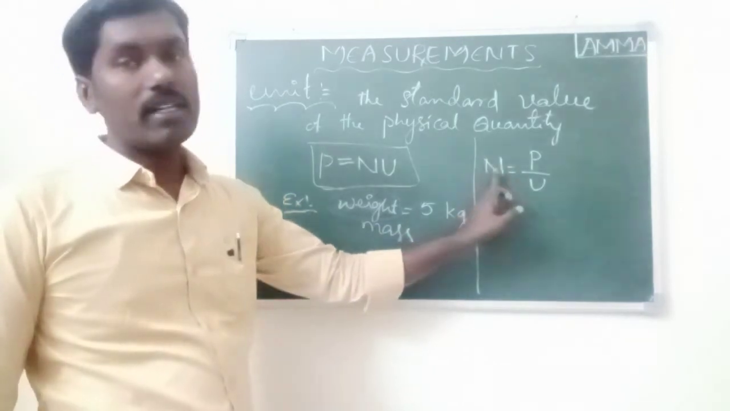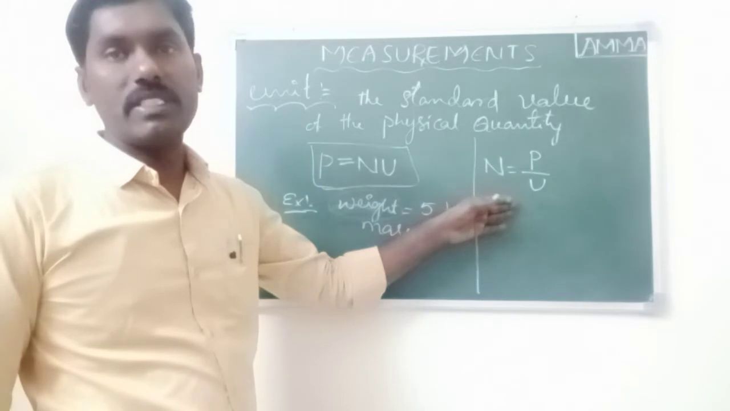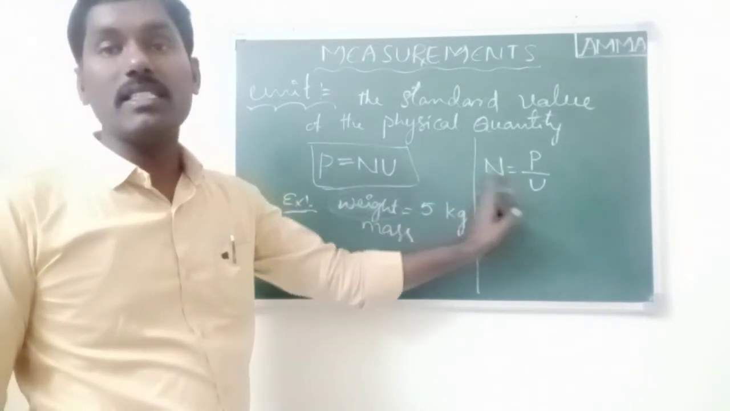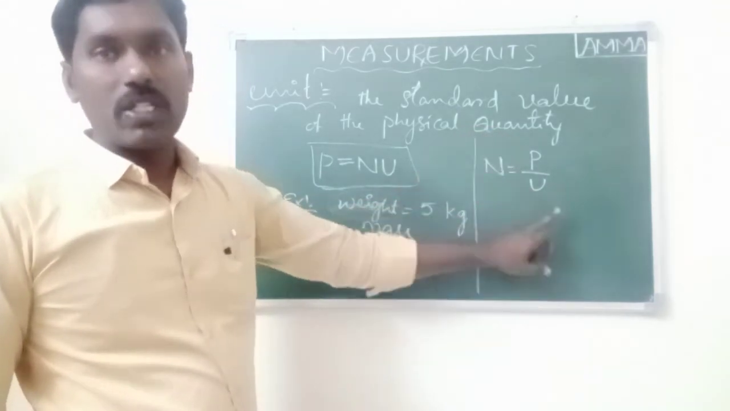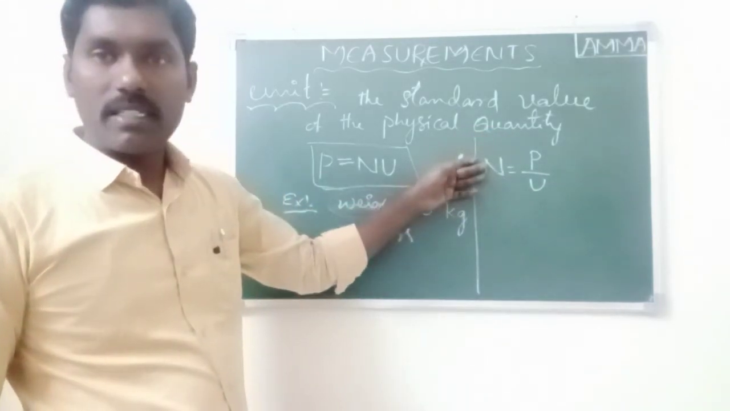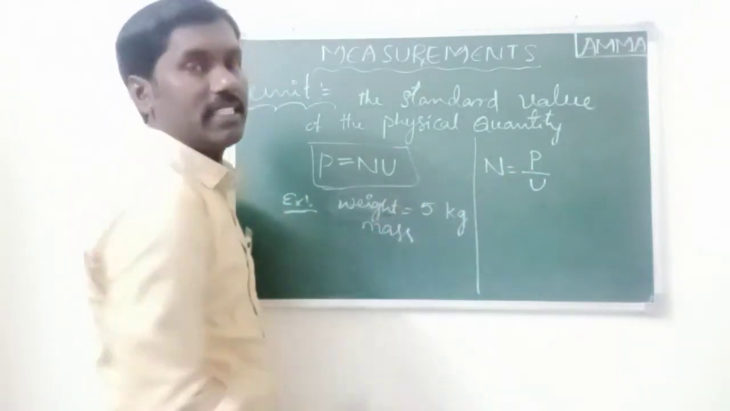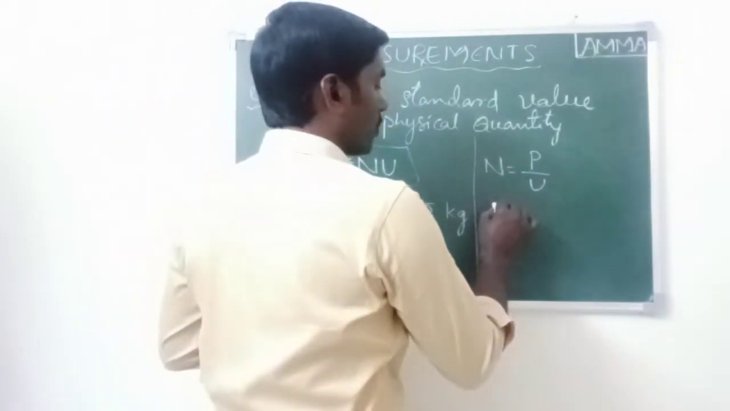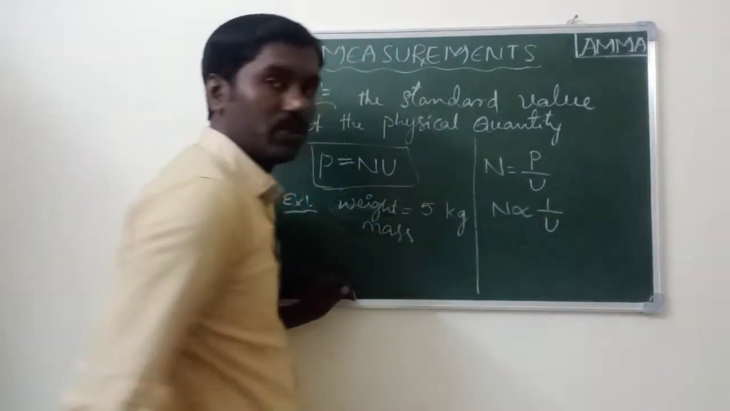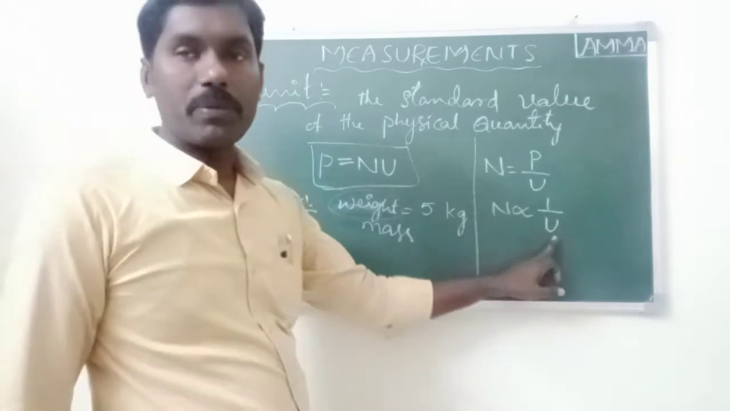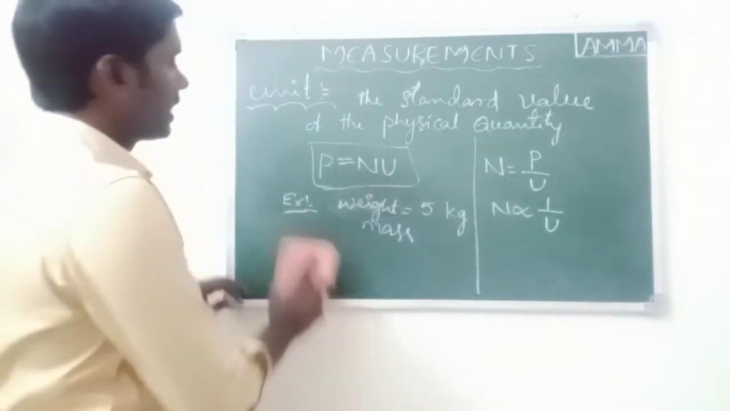The size or amount of the physical quantity and its unit are inversely proportional to each other. Means if the number increases, the unit decreases, and if the number decreases, the unit increases. These two are inversely proportional to each other. Means n is directly proportional to 1/U, or the number is inversely proportional to the unit of the physical quantity. So students, a small example for this.